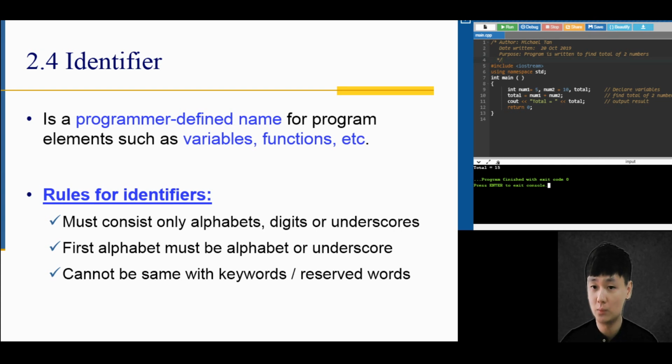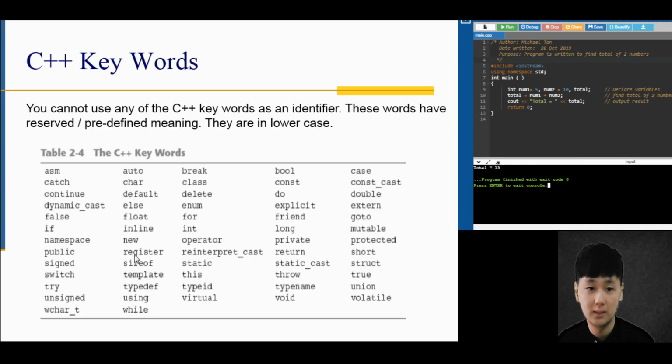So what is a keyword or reserved word? Basically, a reserved word is a word that has a predefined meaning in the C++ environment. If you use any of these words as your variable name, it will throw you an error. I will show you the example. Let's see, we use case, case as our variable name.